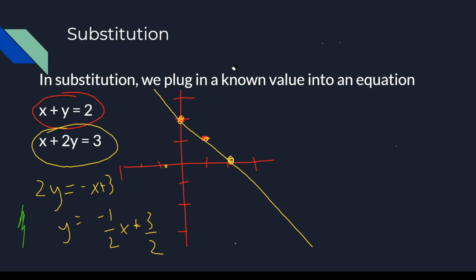Look, you plugged in 0 for y. Why don't you plug in 0 for x too? Okay, so that's our first point. What about our second point? Okay, what's another point that we can plug in that'll give you an easy solution?